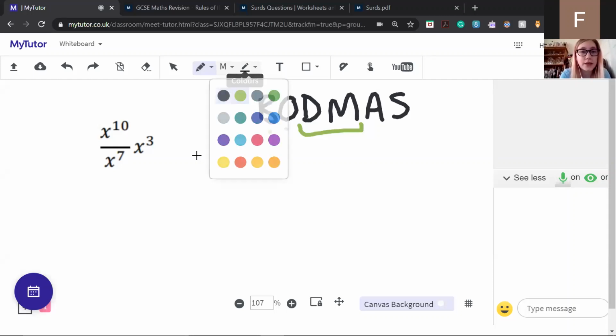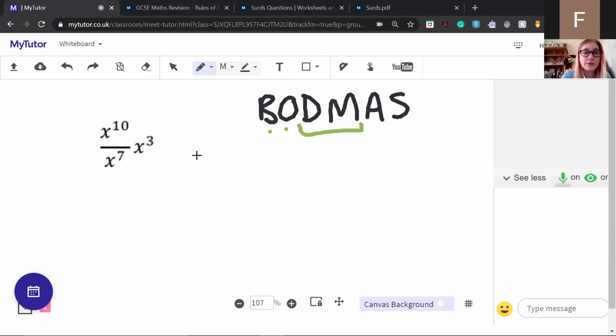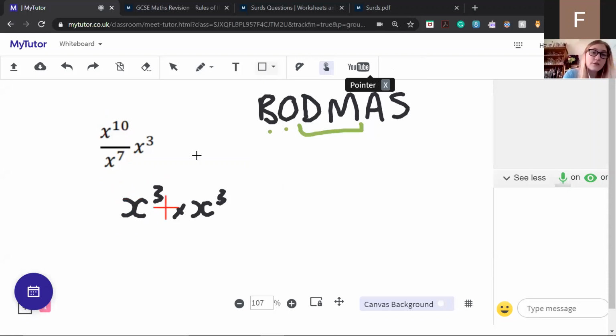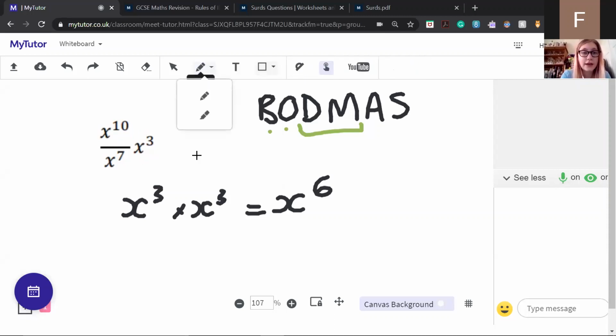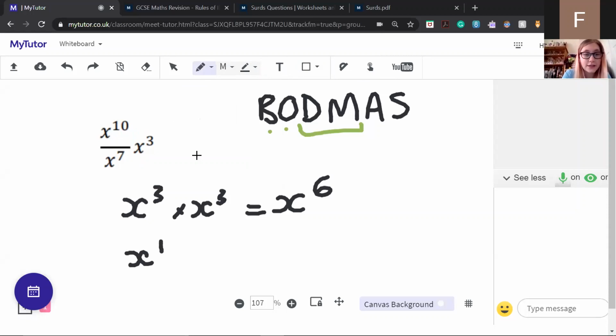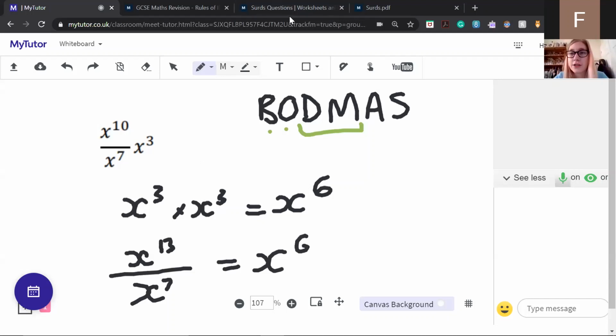So I'll do the division first. So this will be x to the 10 minus 7. So that's x to the 3 times x to the 3. Hopefully you can see that. I just simplified this and I got x to the 3. And then when I times it, we add them. So this becomes x to the 6. And you can see if I do it the other way and do the multiplication first, then I get x to the 13, that's 10 plus 3, over x to the 7, which is also x to the 6. So you can see whichever way round I do it, I get the same thing.